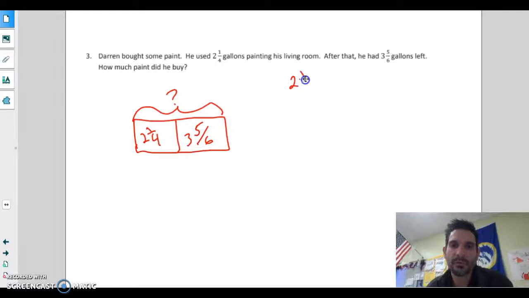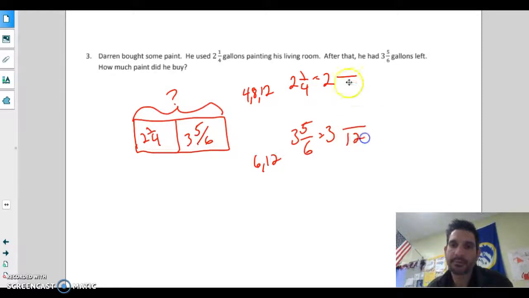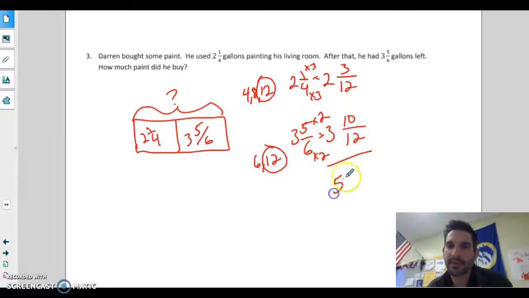So I'm going to do 2 1/4, 3 5/6. Now my denominator is not going to be 24. It's 12. Okay? 12 here, 12 here. Times 3, times 3, times 2, times 2, that's 10. So then I get 5 and 13/12, which is really 1 and 1/12, which is equal to 6 and 1/12 gallons.